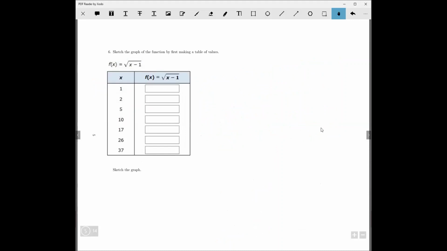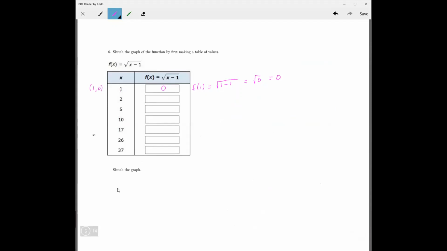Here's the square root function: f of x is the square root of x minus 1. Okay, so here you have the 1. F of 1, you're going to plug that in. This is the square root of 1 minus 1, which is the square root of 0, which is 0. So the point (1, 0) is going to be on the graph.